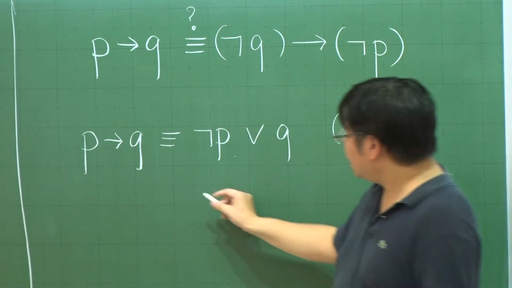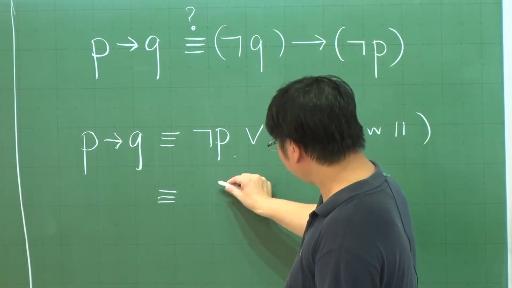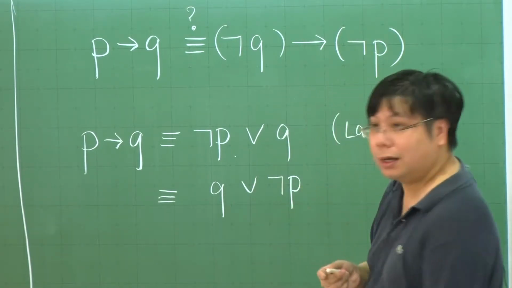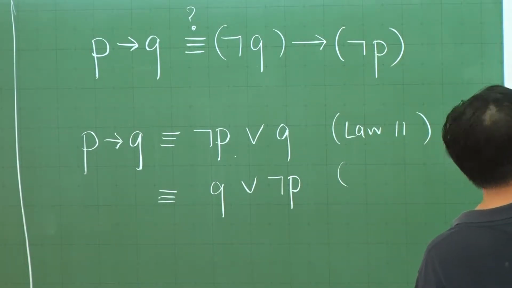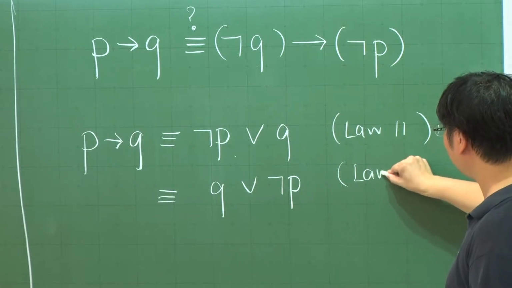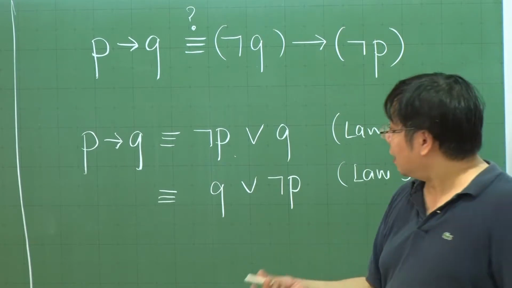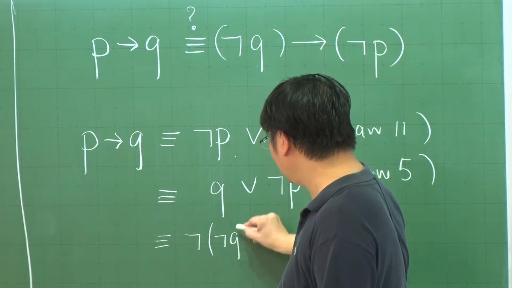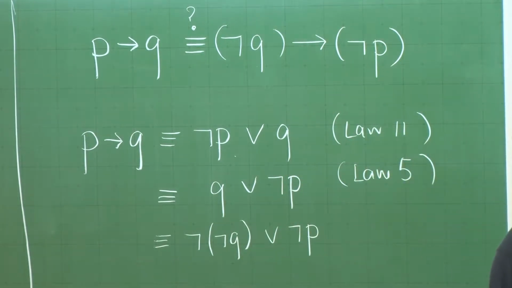And then this is equal to Q or not P. This is by the commutative law, law 5. We should write down that I exchanged the order. It's the same. Is that okay? And then this is equal to not of not Q or not P. This time it is the double negation law, law 8.